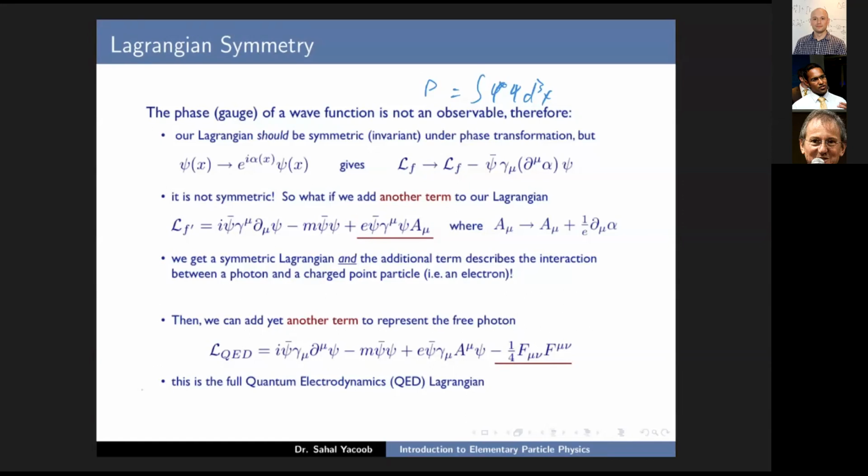Once we've developed that, we get another term that describes a free photon. And this is the full electromagnetic Lagrangian. The pieces of this Lagrangian are the mass of the charged particles, the kinetic energy of the charged particles, so this is just the energy of the charged particles, the interaction with photons, which is the electromagnetic interaction, and the energy of the photon field. And that's all we need to describe quantum electrodynamics.